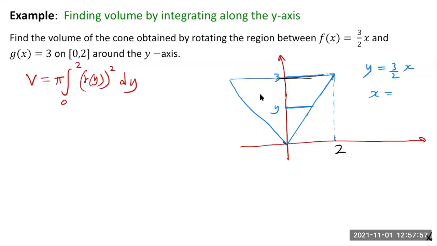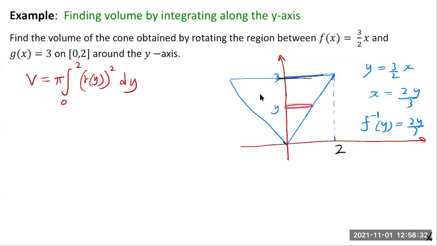That's how you find the inverse, right? You take the original function, you isolate your x, you get this one, and this is your inverse function. F inverse y is equal to 2y over 3. So that means I know this radius. This radius is exactly 2y over 3. This radius is nothing but the x value of this function, right? The x value of that function is 2y over 3. Or you can think of that as the inverse function. That is f inverse y. So this radius is known, that is 2y over 3.